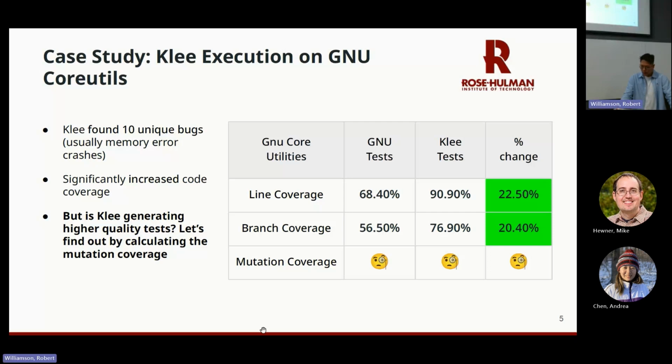But knowing that KLEE can generate really high line coverage and really high branch coverage, the question I had was, is KLEE generating higher quality tests? And I wanted to find that out by determining the mutation coverage.